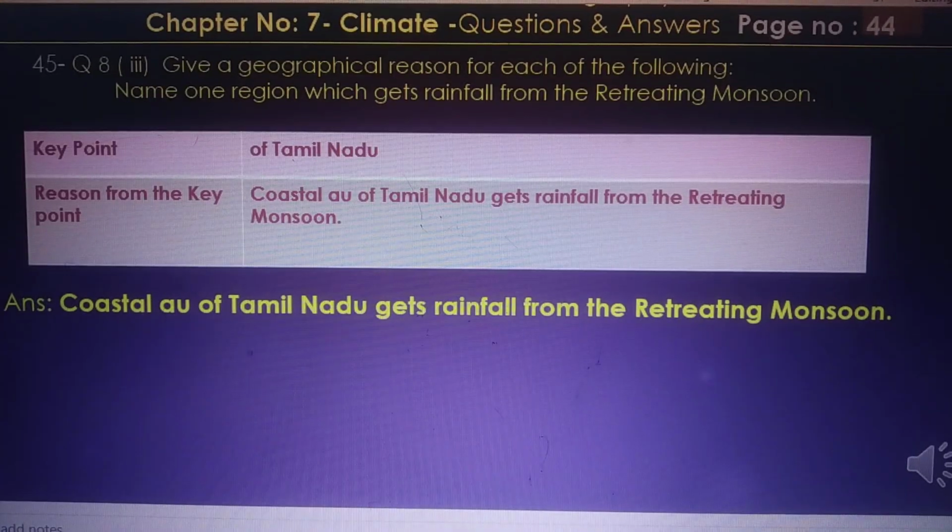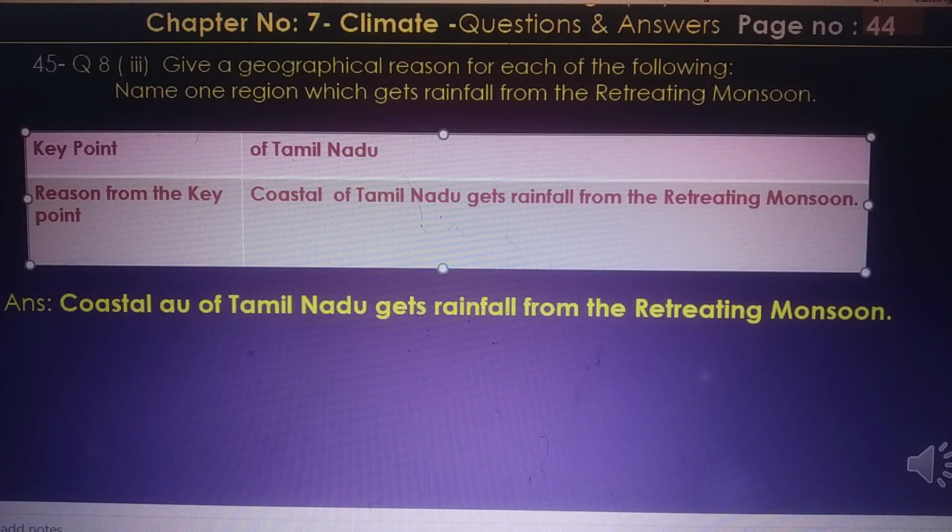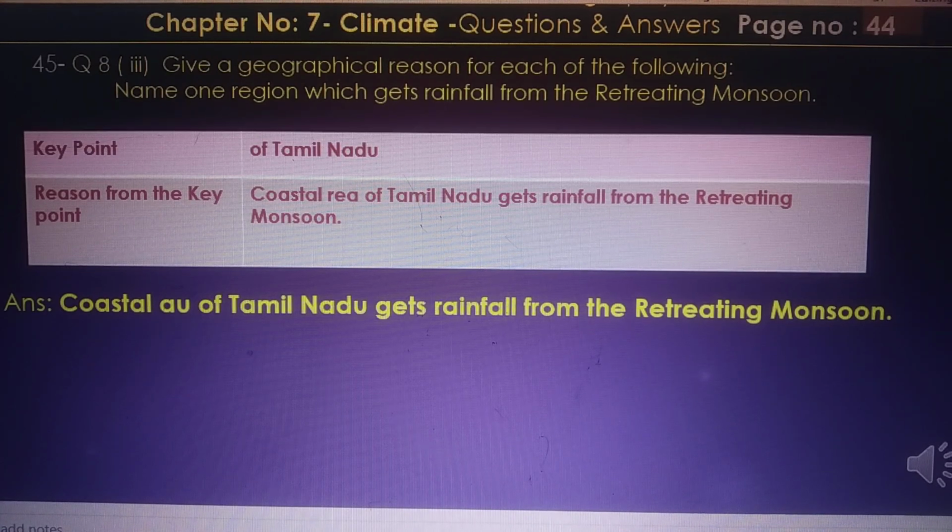Question number 45. Name one region which gets rainfall from the retreating monsoon. Key point: Tamil Nadu. The coastal area of Tamil Nadu gets rainfall from the retreating monsoon.